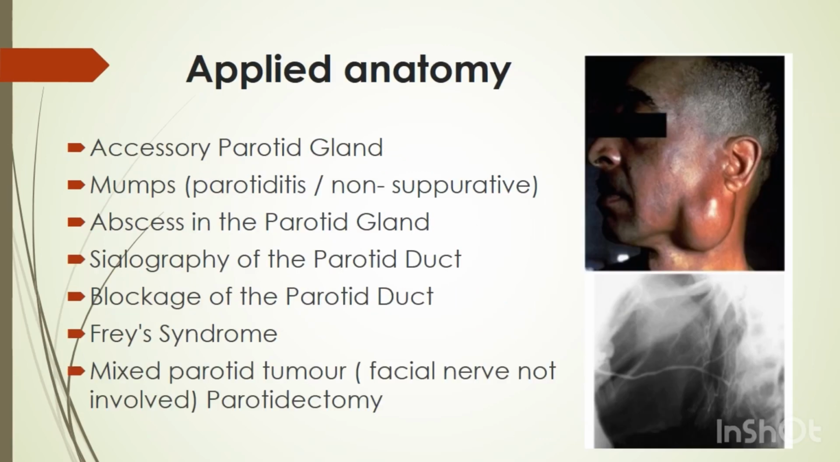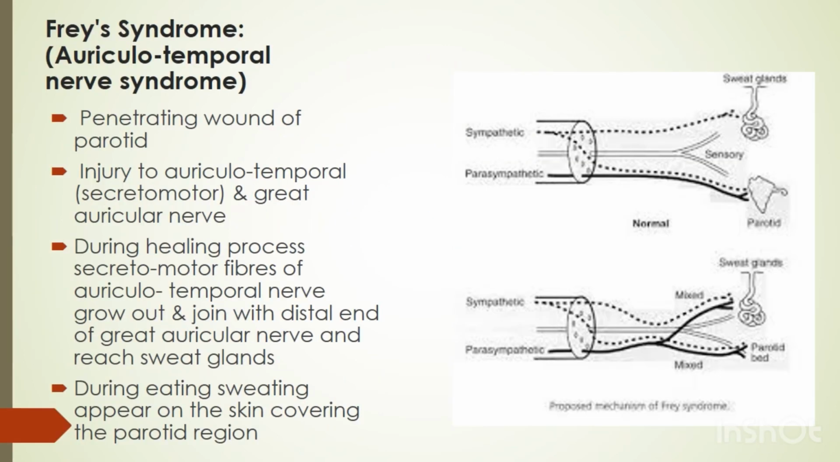Now let's look into the applied anatomy related to the parotid gland. Some of the common ones are the accessory parotid gland, and mumps, which you all might have known about. Mumps is really common and we all might have seen it or experienced it at some point. It is also known as parotiditis. Others are non-suppurative abscess in the parotid gland, sialography of the parotid duct, blockage of the parotid duct, Frey's syndrome, which is really important and we'll be speaking about it soon, and mixed parotid tumor or parotidectomy. Now let's look into Frey's syndrome.